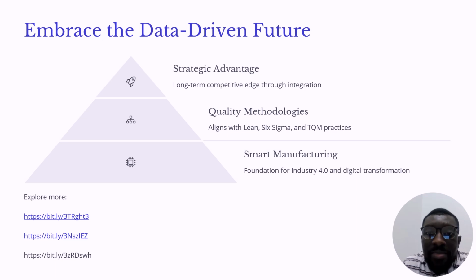Again, data is the driving factor for everything. Why? Because it enables strategic advantage and a long-term competitive edge through integration. It also enables the quality methodology, which aligns with the Lean Six Sigma approach, and also smart manufacturing, because if we don't have enough data or quality data, we're not going to reach digital transformation or quality product.